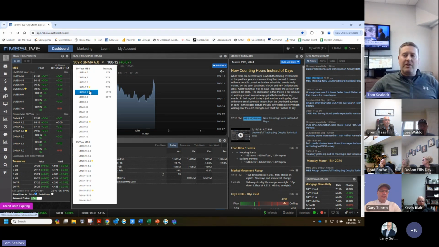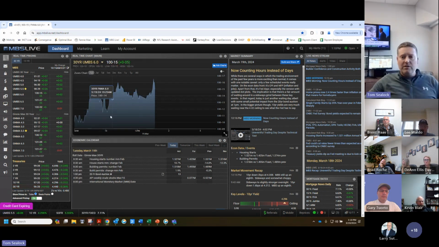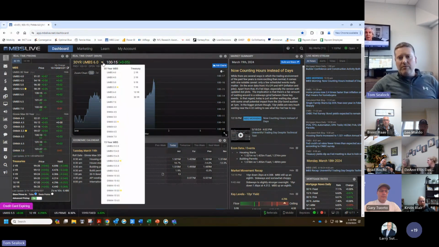But I would say, generally speaking, they move pretty closely. Fannie, Freddie, and Ginny move pretty closely. So when you see Fannie's up a certain amount of basis points, Ginny is pretty much up around the same. But what you'll find is the way the market moves when the market's rallying.